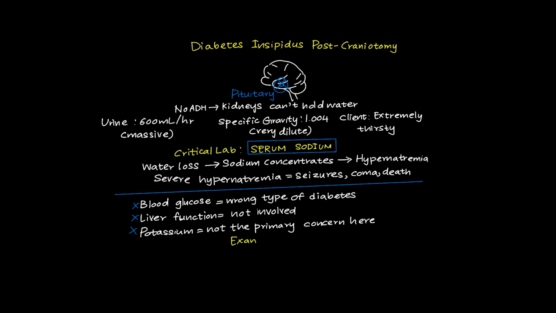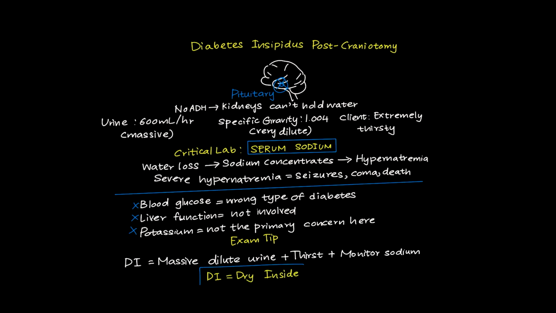Here's a WGU D455 exam tip for you. Diabetes insipidus after brain surgery shows up as massive dilute urine output plus extreme thirst. The critical lab is always sodium. Watch for hyponatremia. Quick recall hook: DI equals dry inside. Water leaves, sodium concentrates.